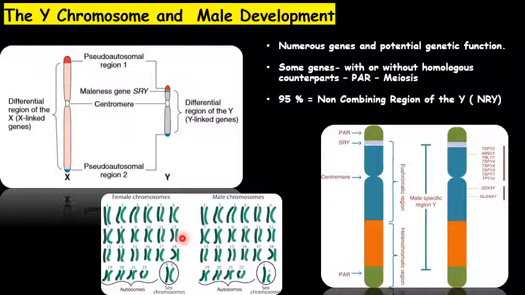So here we have two organisms, one female and one male. In both organisms, you can say they contain pairs of chromosomes, right? Here you can see it is a pair of chromosomes, one from the mother and one from the father.